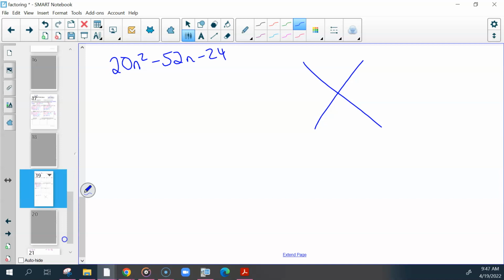So 20 times negative 24 is what? Negative 480. So we're looking for two numbers that multiply to be negative 480 and add or subtract to be negative 52. I don't even know what to give you for that. So for this, you would start with the easiest one, 1 and itself, because I don't know the factors of 480 either. And then we'll just keep going.